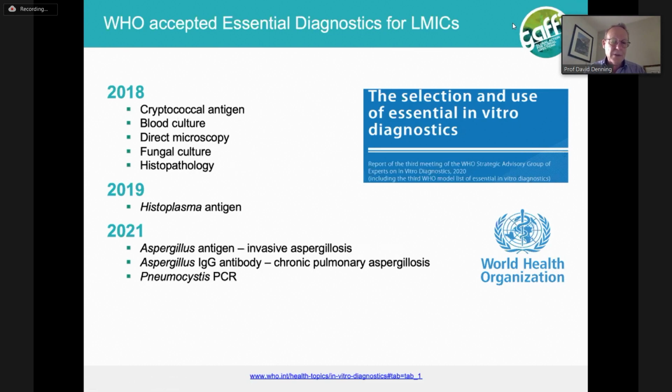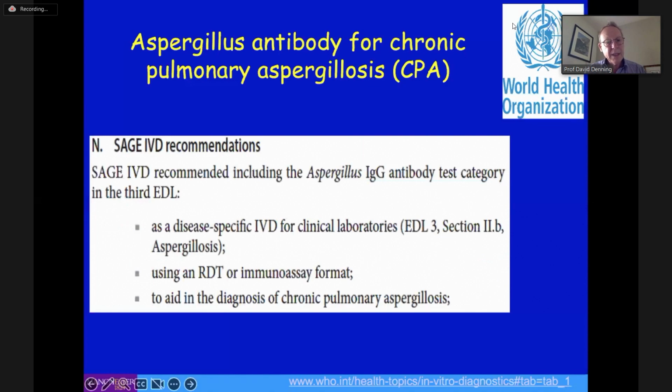And then 2 years after that, in 2021, we added Aspergillus antigen, Aspergillus IgG for chronic pulmonary aspergillosis, and pneumocystis PCR. So these are the tests that should be available really to all low and middle-income countries. And this was their active recommendation of Aspergillus IgG testing as a disease-specific test for clinical labs to aid in the diagnosis of chronic pulmonary aspergillosis.